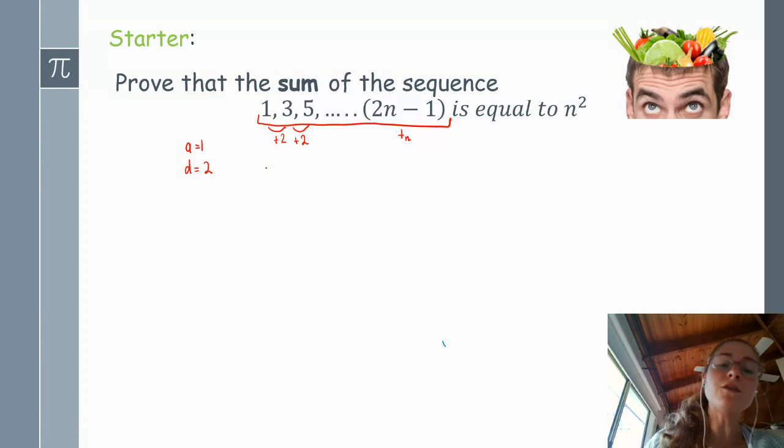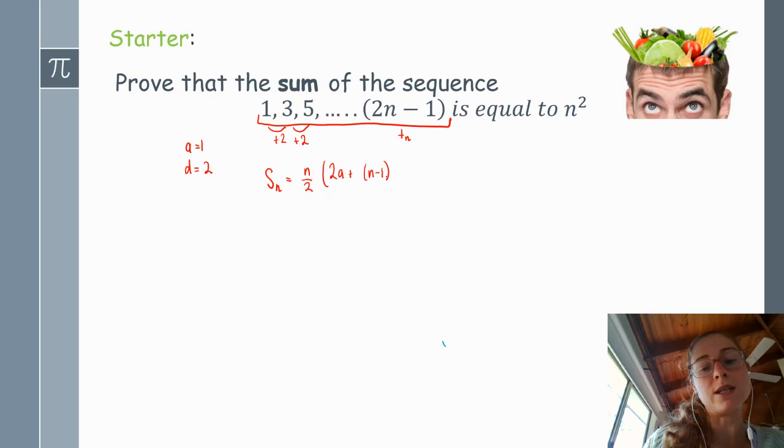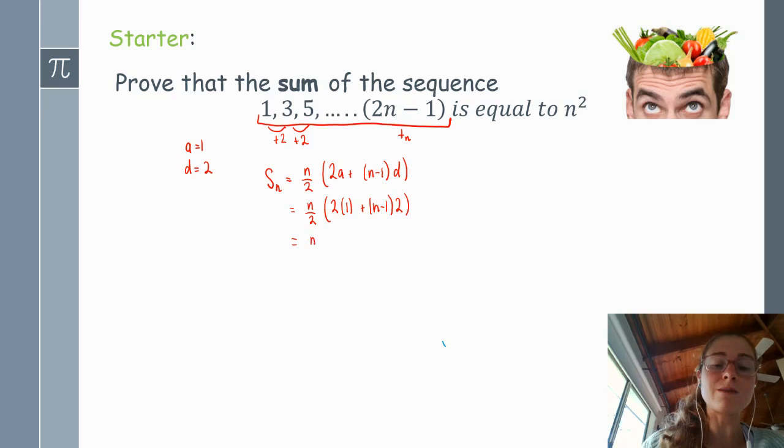So I know the sum formula for an arithmetic sequence would be n over 2, and hopefully you remember, 2a plus n minus 1 times the difference. I don't know what n is, but I do know what a and d is, so let's sub that in. N over 2, well, a is just 1, plus, not sure what n minus 1 is yet, and the difference is 2. Let's expand and simplify.